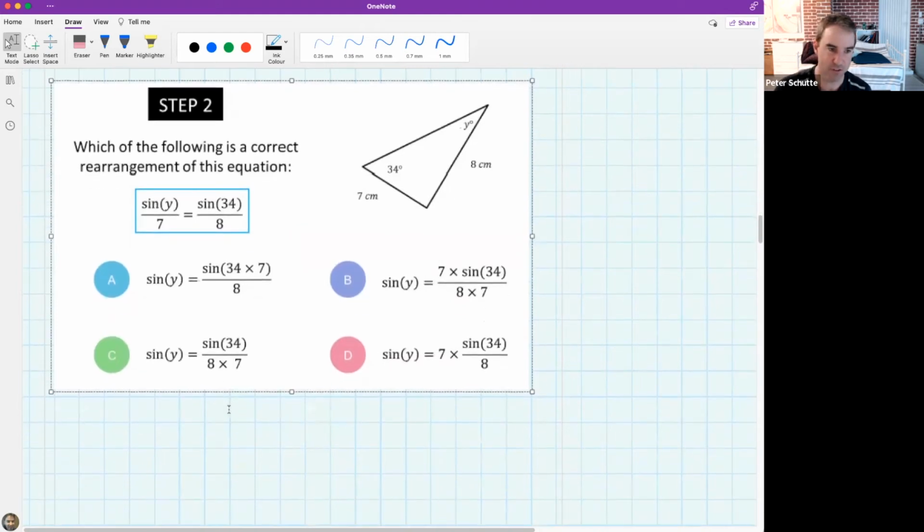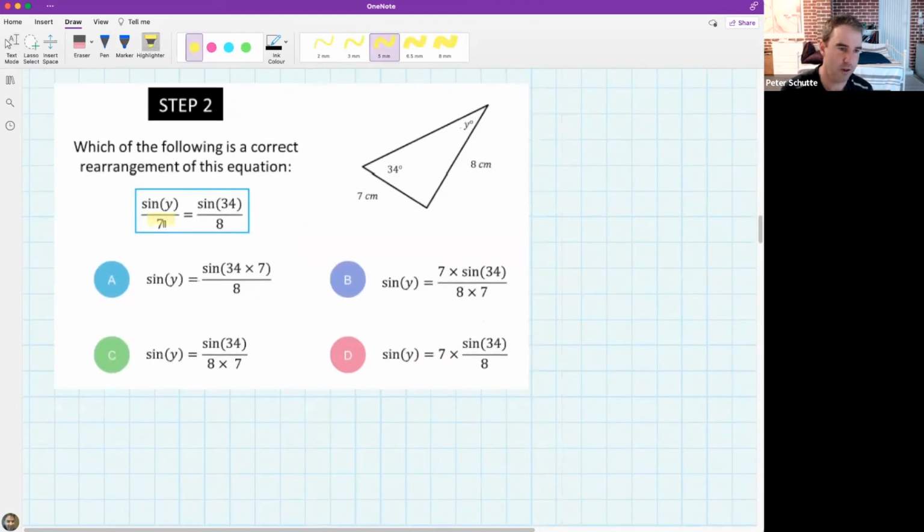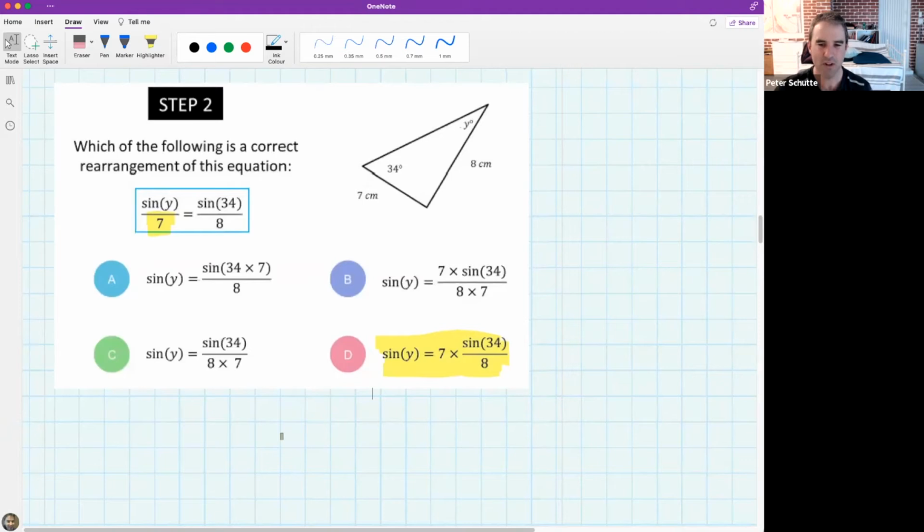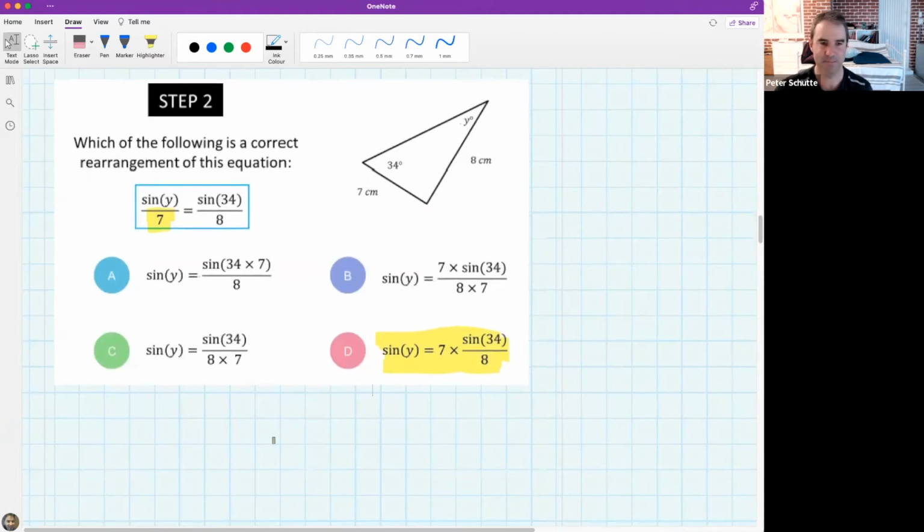So the correct answer for this is that you have to deal with the 7 and you multiply the 7 on the other side. And so the correct option is going to be D. That's it. And so that's how you would use the sine rule in this case. Well done, everyone.